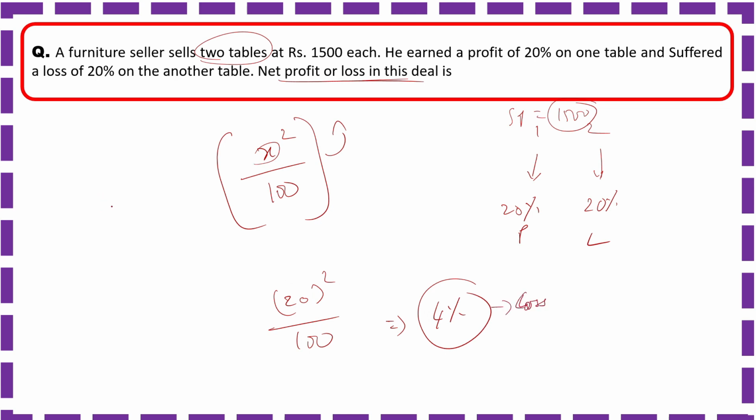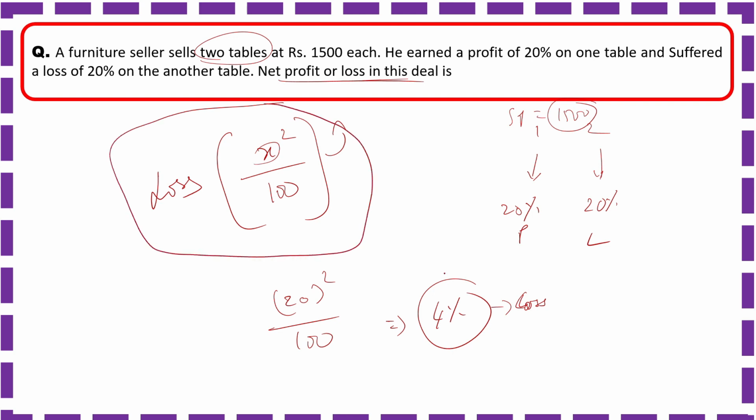The formula is, whenever 2 articles are sold at the same selling price, and we get X% gain from the first article and X% loss from the second article, then the loss will be X square by 100. In those situations, there will always be a loss.